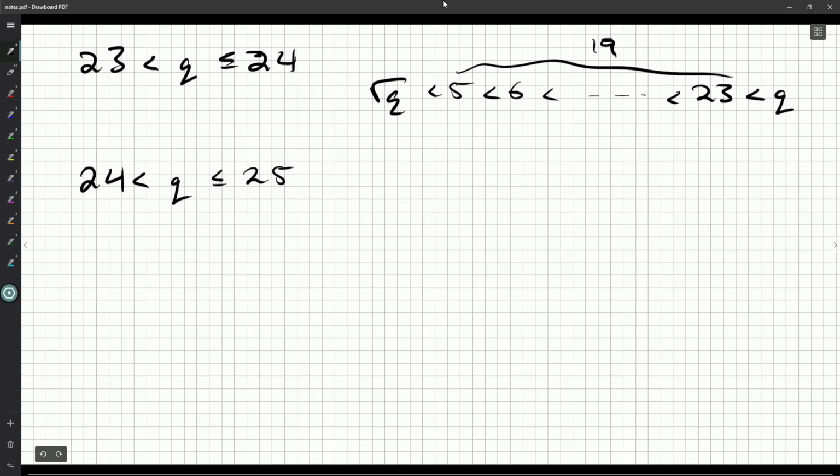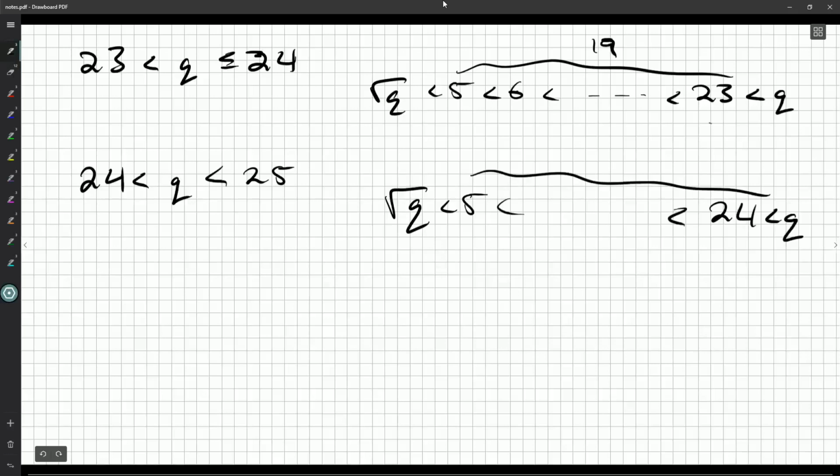Well, the biggest thing less than Q is going to be 24, but now root Q is not guaranteed to be less than 5. I think we need another case. If I say Q is less than 25, root Q will be less than 5. But now we've got one too many things because we've got one more number. So it'll be 20. But now if Q is equal to 25, finally root Q is equal to 5.